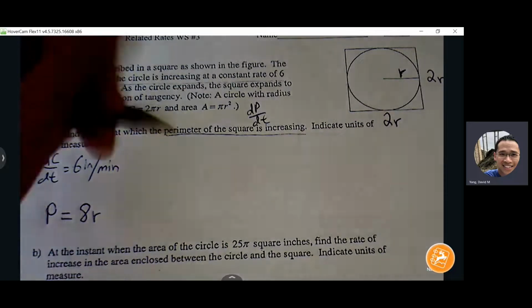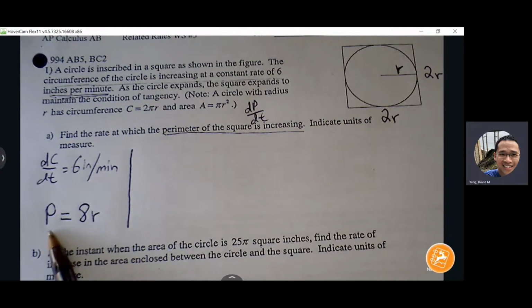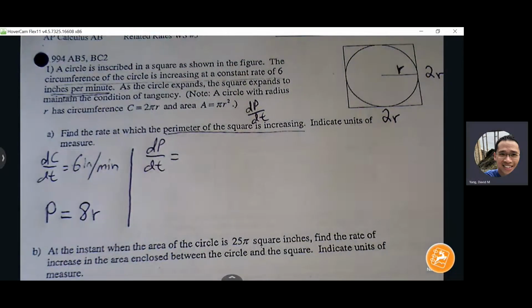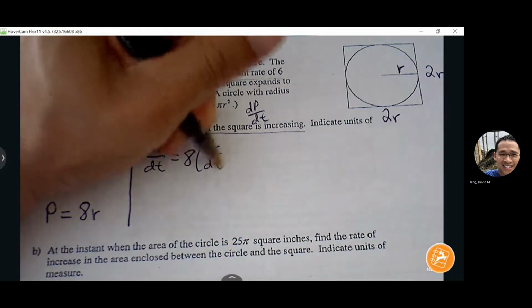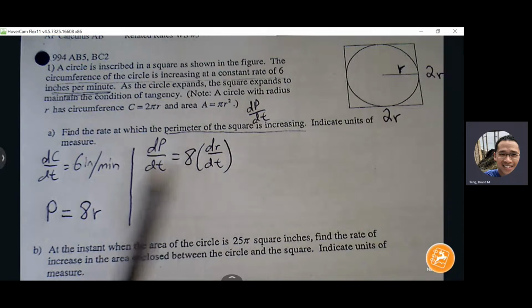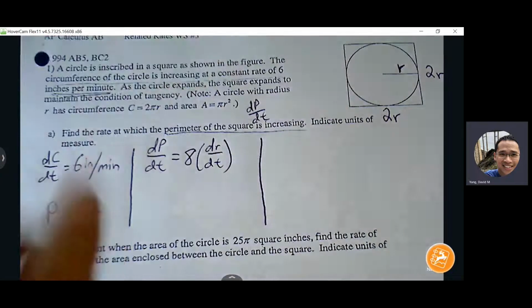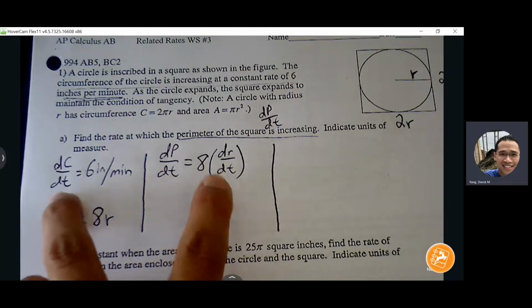After this, we can find the derivative. P equals 8r, and time is our independent variable. So dP/dt becomes 8 dr/dt. We still have a little bit of work ahead of us because we don't have dr/dt, but we have dC/dt. Is there a way for us to get from dC/dt to dr/dt, and what will we need to build?